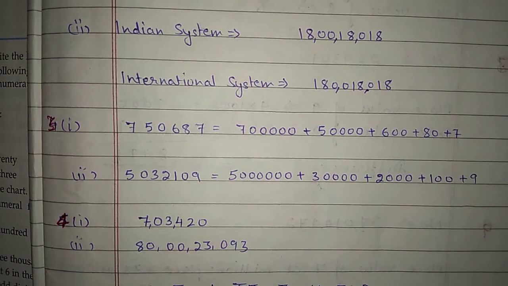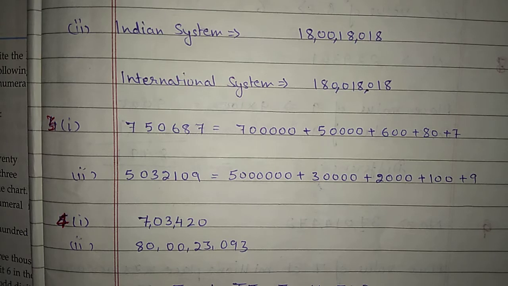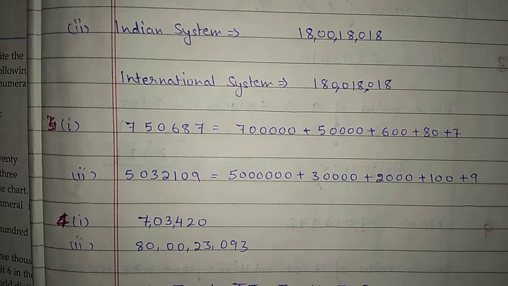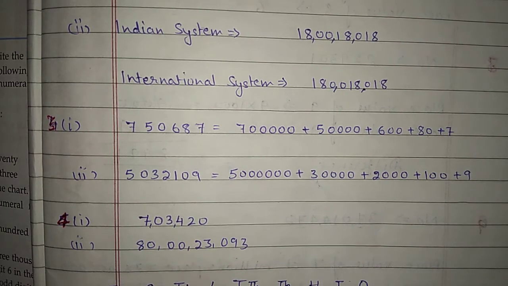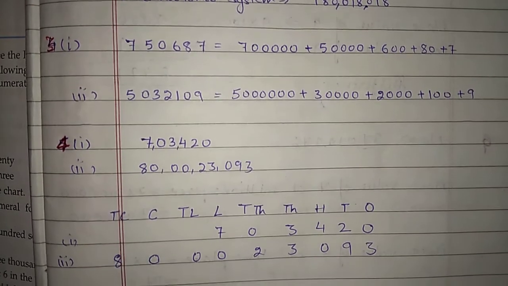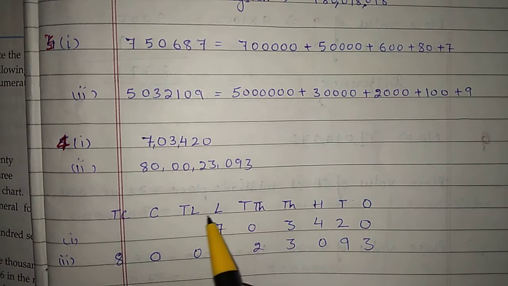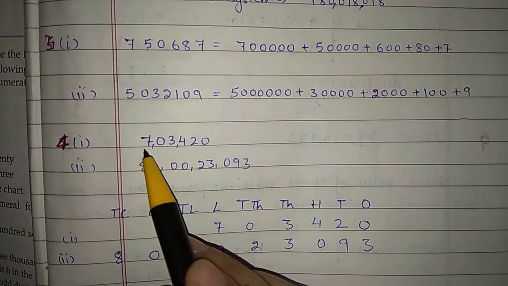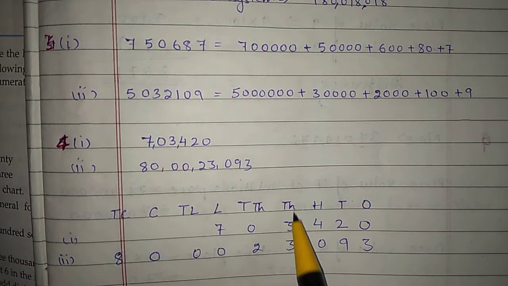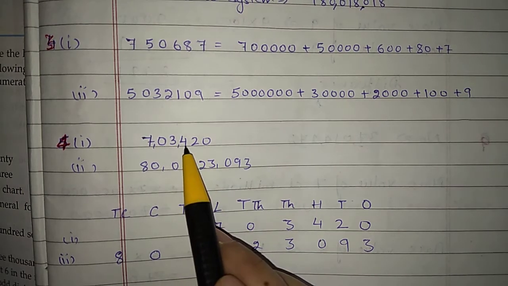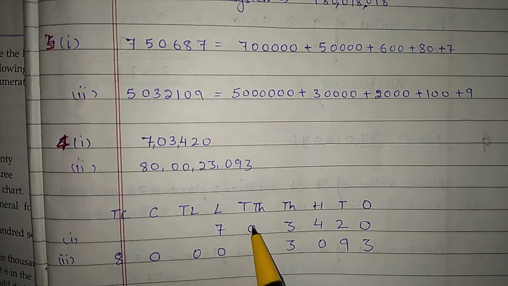Next, question number 4: write the following number in figures. The first number given is 7,03,420. You have to write this number in the place value chart also. For that, just write ones, tens, hundreds, thousands, ten thousands, lakh, ten lakh, crore, ten crore. 7 lakh means 7 will come under lakh. Then 3,000, so 3 will come below thousands. 400, 4 will come under hundreds. Then 20, and here you have to fill 0.